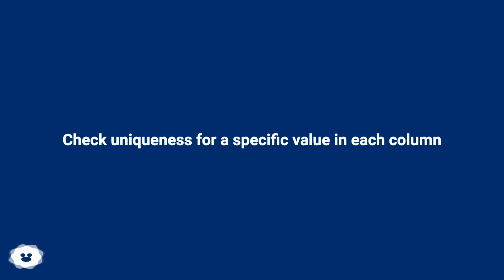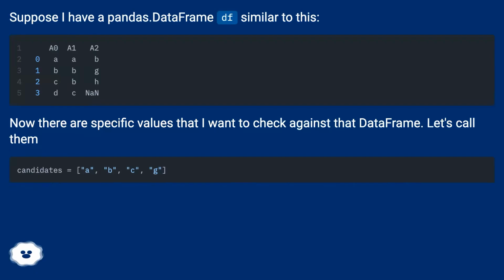Check uniqueness for a specific value in each column. Suppose I have a pandas DataFrame df similar to this. Now there are specific values that I want to check against that data frame. Let's call them candidates.